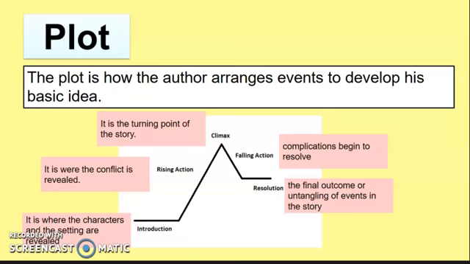The climax is the highest point of interest, the turning point of the story or the moment of greatest suspense. The reader wonders what will happen next. Will the conflict be resolved or not? Next is the falling action. At this point, events and complications begin to resolve themselves. The falling action is all of the events between the climax and the resolution. And lastly, we have the resolution. This is the final outcome or the untangling of events in the story. The resolution may also be called the denouement.